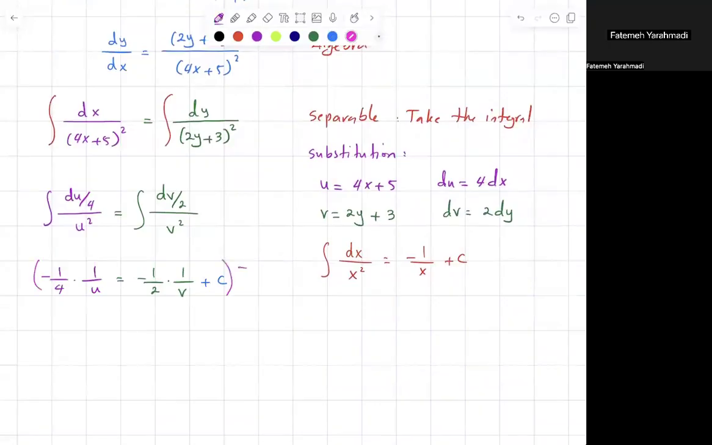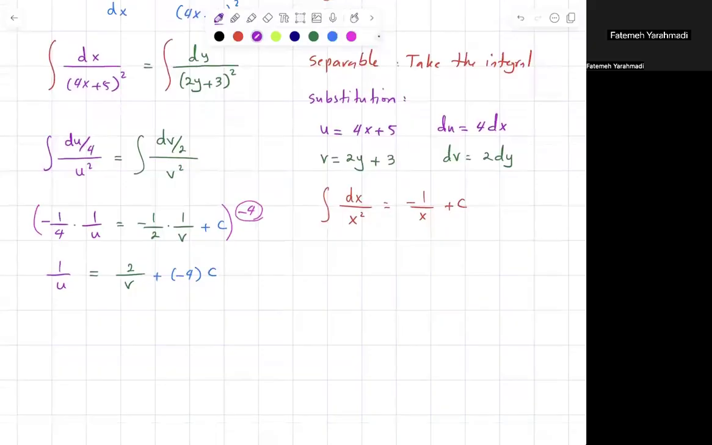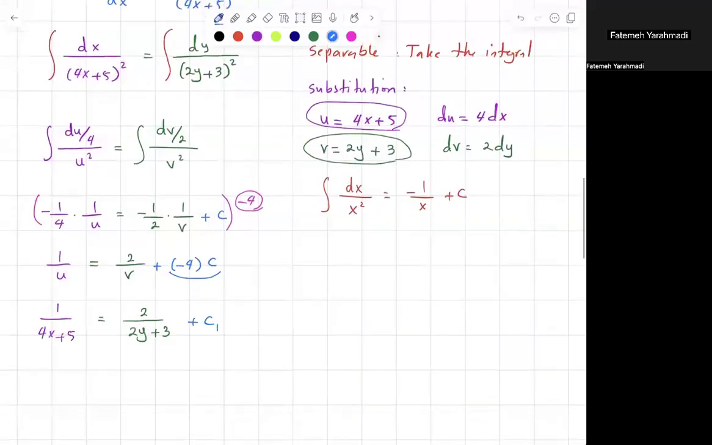So multiply everything by negative 4. On the left-hand side, you end up with 1 over u, and on the right-hand side, you end up with 2 divided by v plus negative 4 times c. You can call this c sub 1 if you want to. Then your integral is equal to 1 divided by u, which is 4x plus 5, and on the right-hand side, I end up with 2 divided by v, which is 2y plus 3, and then we can call this c sub 1. No one stops us. Very good.